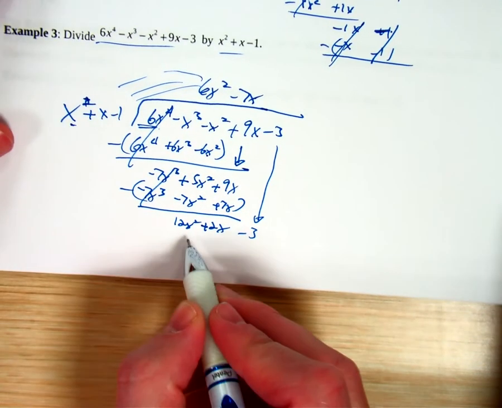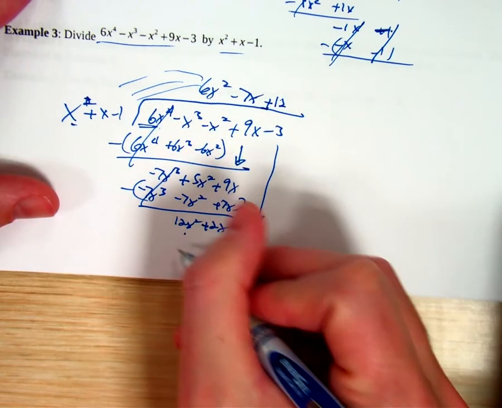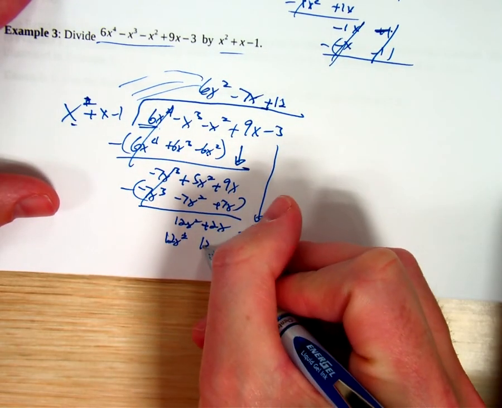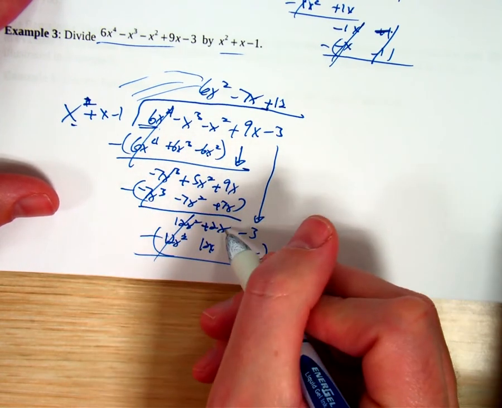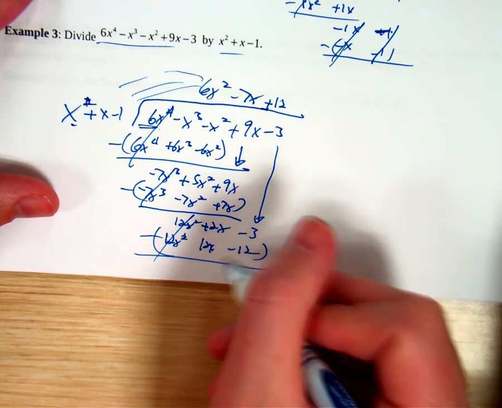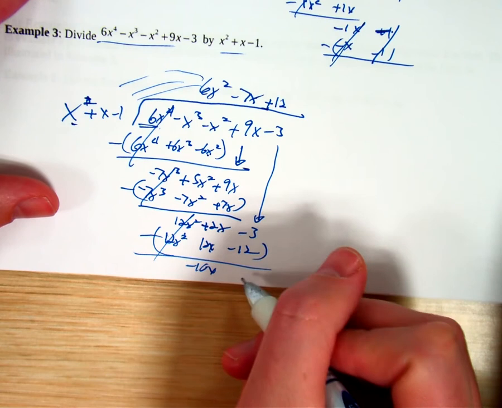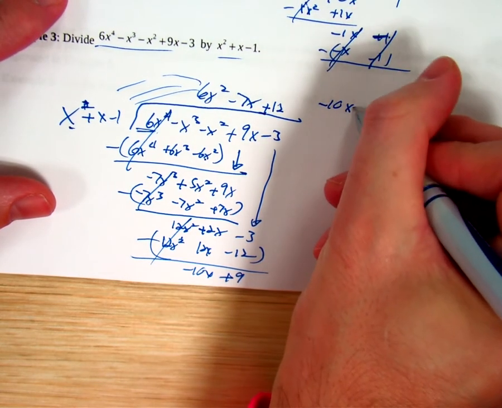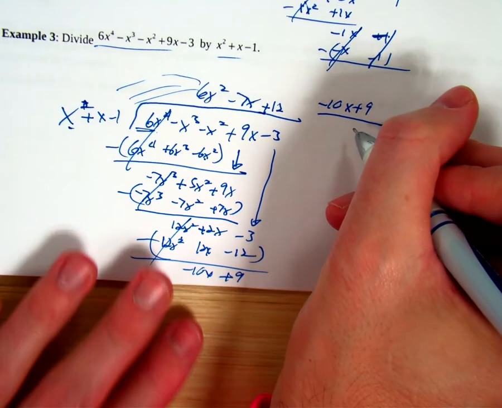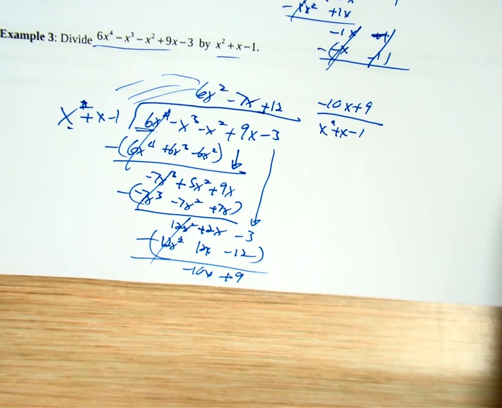Last one, 12x squared divided by x squared is going to be a plus 12. Multiply it back to all three parts. 12x squared, 12x minus 12. Subtract. Cancel. 2 minus 12 is going to be -10x. -3 minus negative, so plus 12, plus 9. So we finish with the remainder over x squared plus x minus 1. Oh, yucky. Yucky, yucky, yucky.